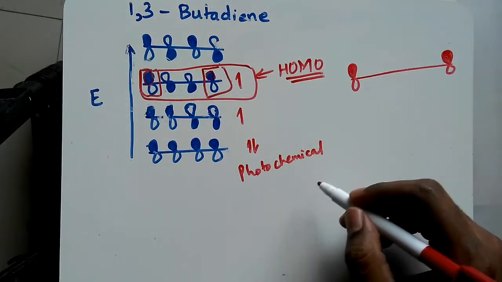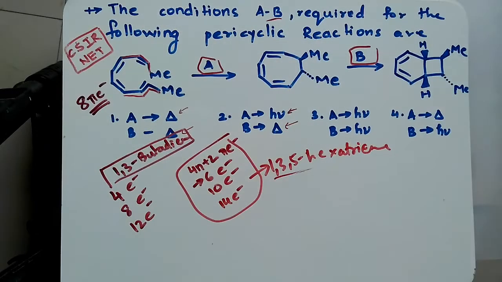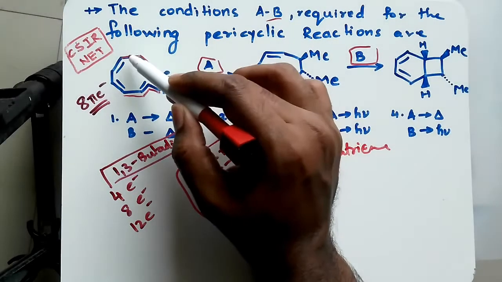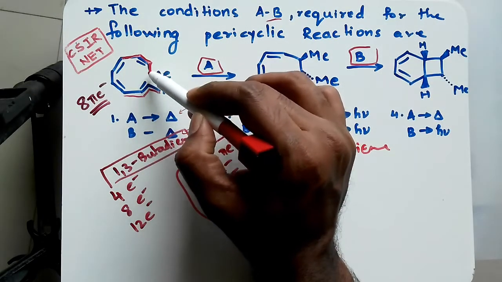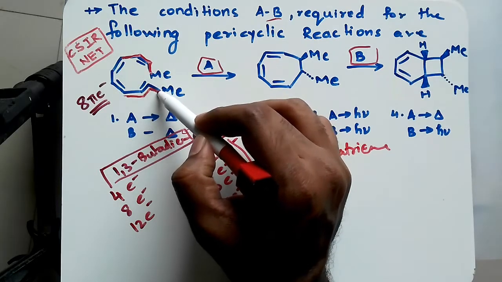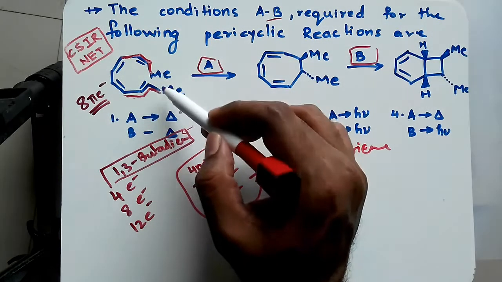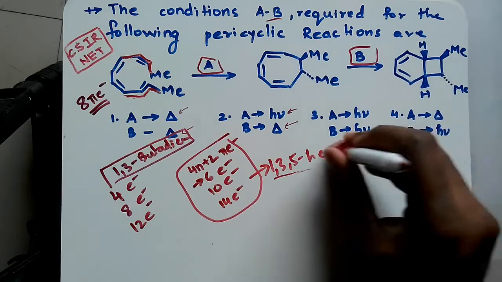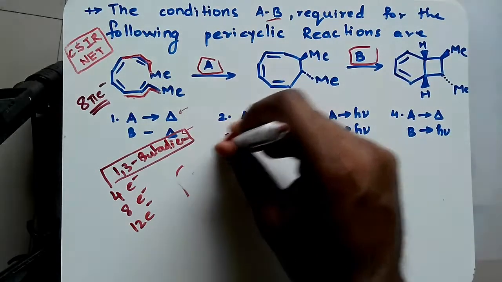Now let us get back to our question. In this part, if you observe, the Me groups are cis to each other, and in this other part, they are trans to each other. So remember this stereochemistry: one part is cis, another is trans. We are no longer in need of this information, so I'll remove it.